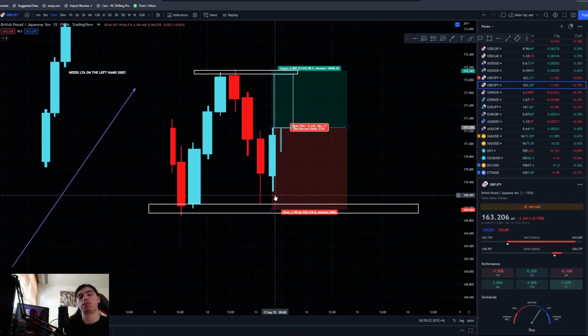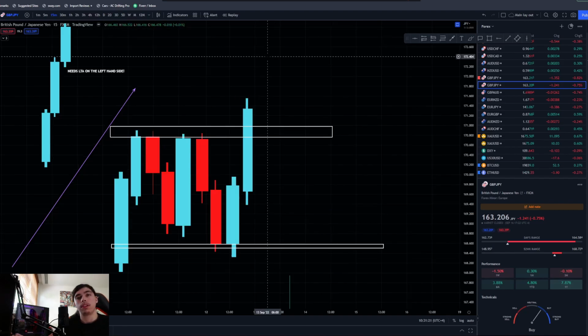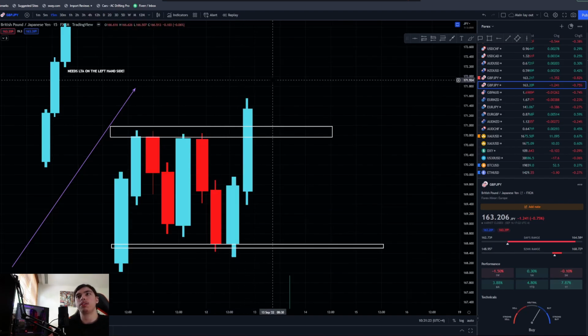Now let's move on to the last setup. The last setup is going to be very similar to the first setup, and it's going to be a mix of kind of all the setups. And this setup is a very, very effective setup, but we don't always get it on the charts because you have to wait for it. But if you do see it, it is a very effective one.